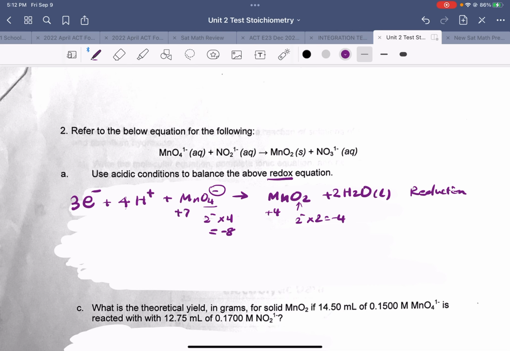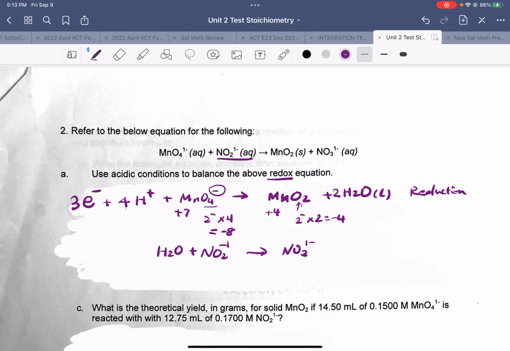Now, what about the oxidation side? You can say NO2 minus becomes NO3 minus, right? Now water should be added here, in order to get more O here.